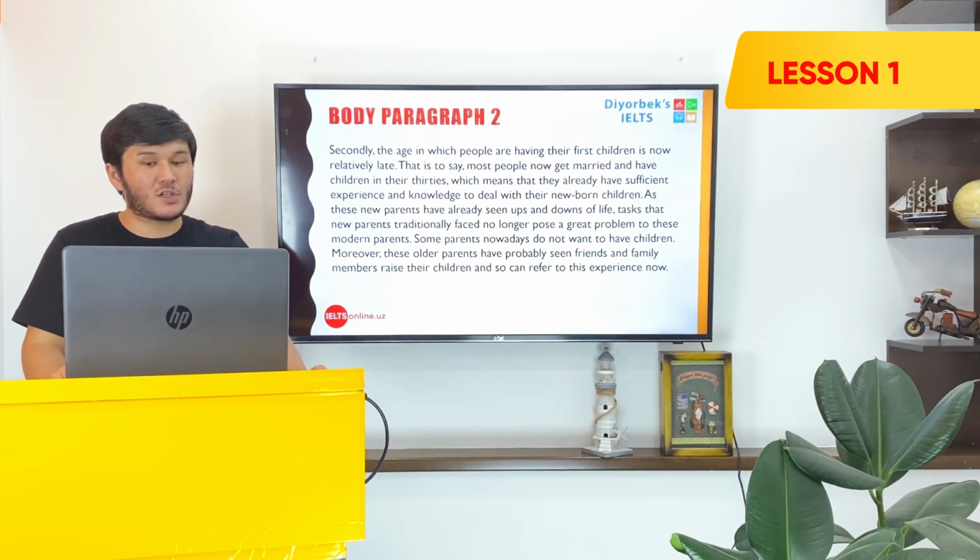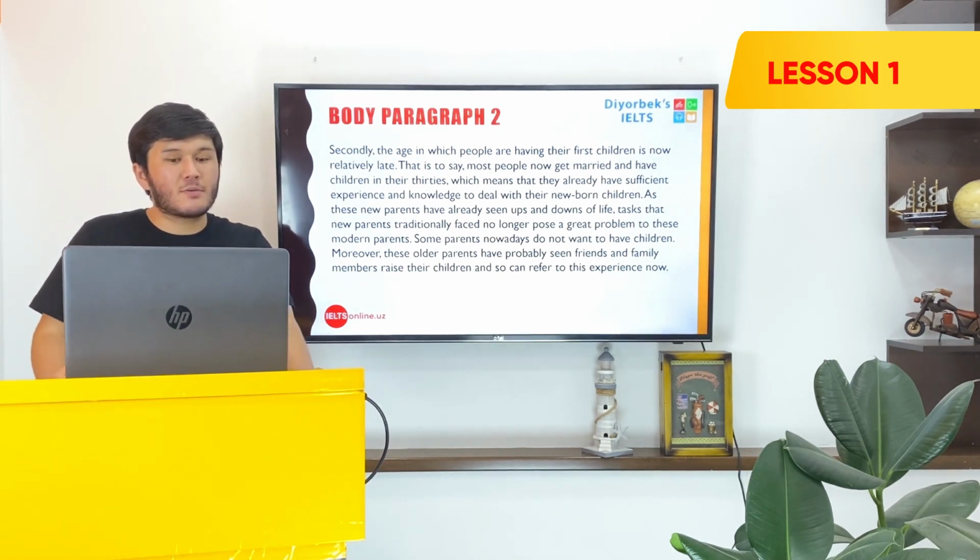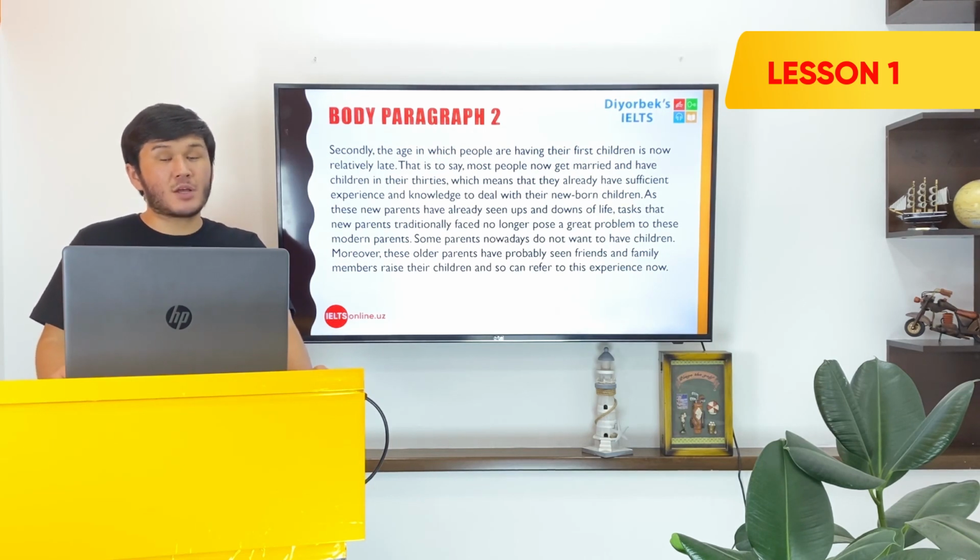Some parents nowadays don't want to have children. Wow, I wrote this sentence because I was talking about how they have seen ups and downs of life and they have good experience at their disposal, and all of a sudden I started talking about how modern parents don't want to have children. So this sentence doesn't belong in this paragraph. Please always logically continue your ideas. So this idea should be removed from this paragraph.